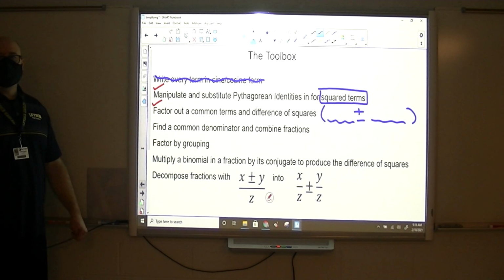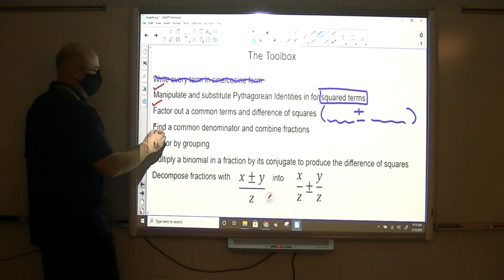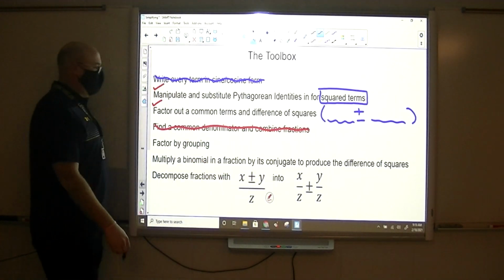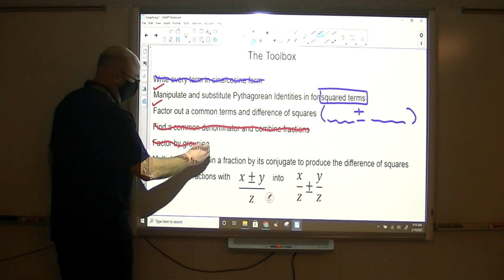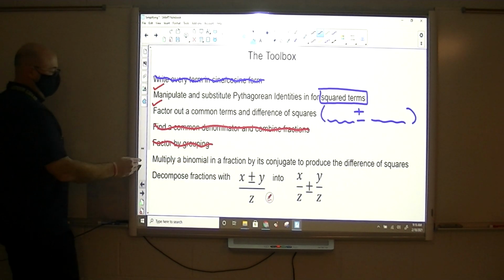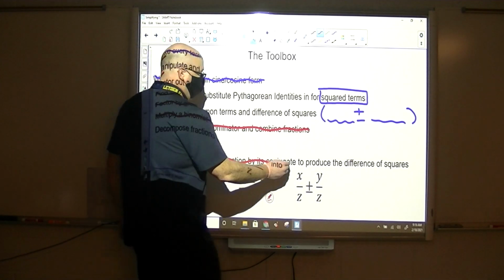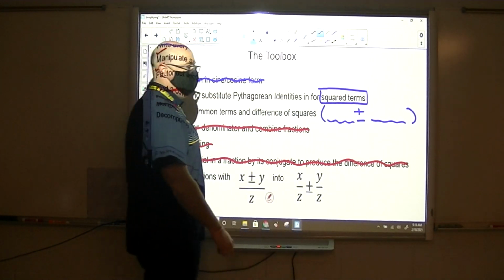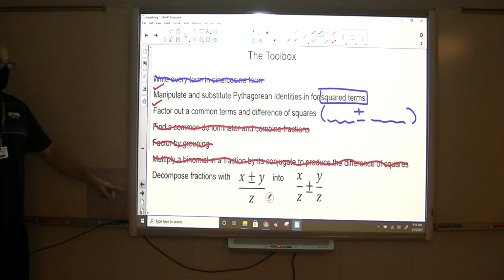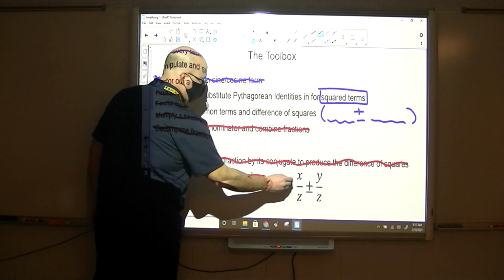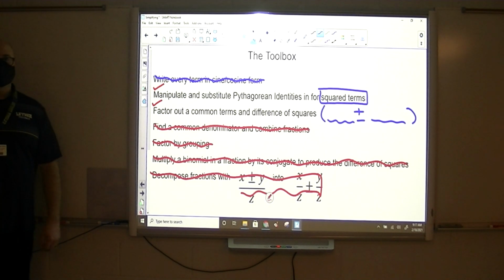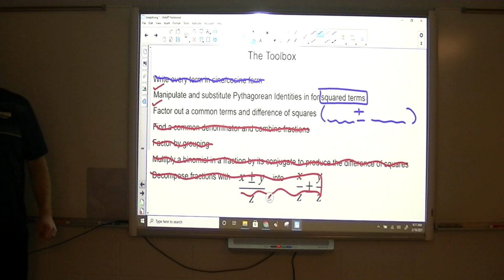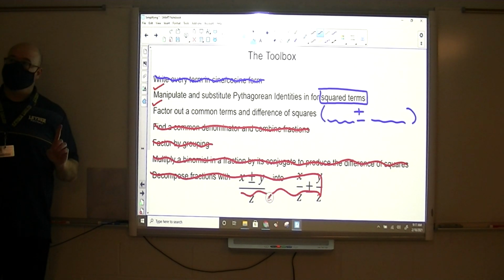Find a common denominator and combine fractions. There are no fractions. Factor by grouping. You need 4 terms to factor by grouping, so we're not going to do that. Like I said before, this is very rare. I'll point this out to you when you least expect it. Or decompose a fraction. There are no fractions in this problem. So one of these two tools is what we're going to do right off the bat. And you can do this problem using either one of those tools.